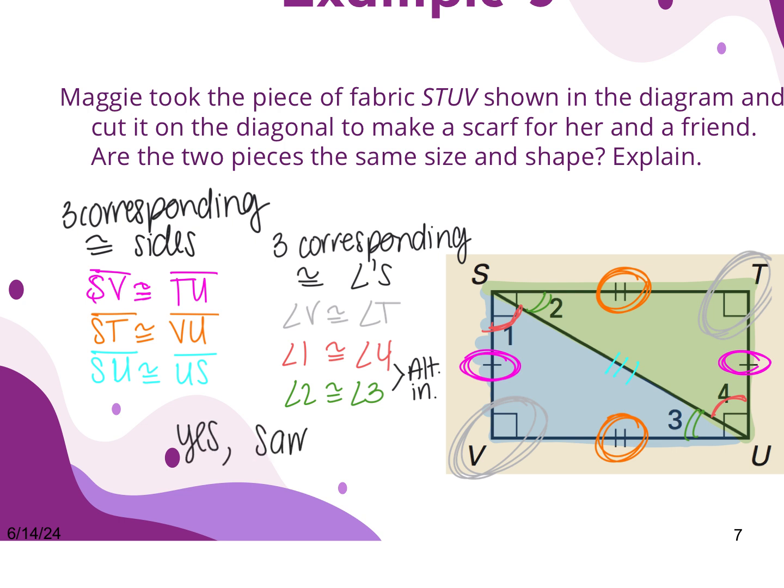Why? Same shape and size. They're going to be all congruent. So yes, this would also be considered. She cut it in half equally, same size and same shape.